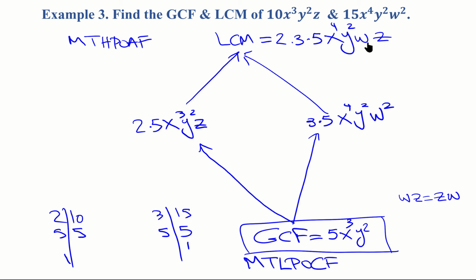All right, so we took care of y. For w, of course, the highest power that we see is w squared. We already took care of z, but I wrote it here, and that's the highest power of z that we see as well. So now all we're going to do is simplify this by just multiplying it out. 2 times 5 is 10, times 3 is 30. So we get 30 x to the 4, y squared, w squared, z. And that is our LCM.